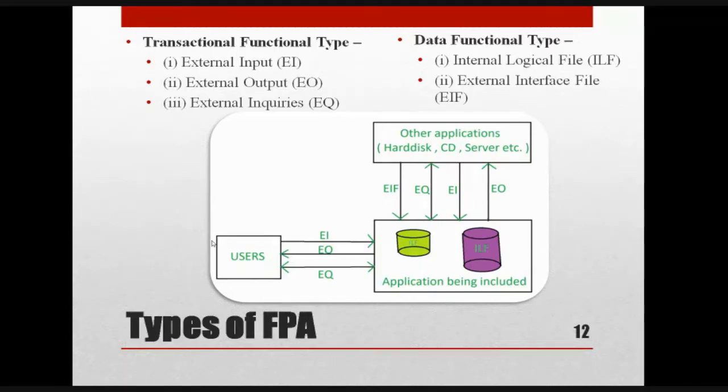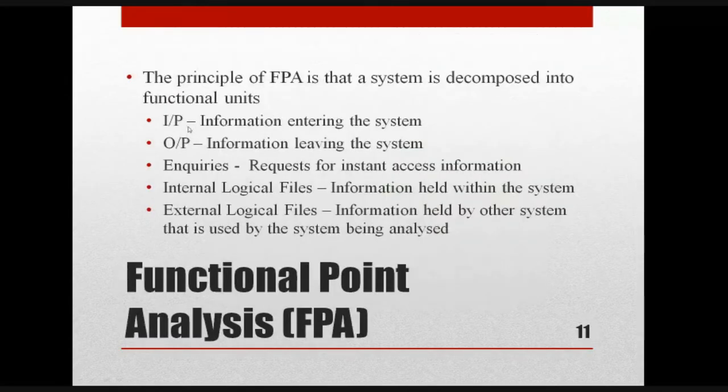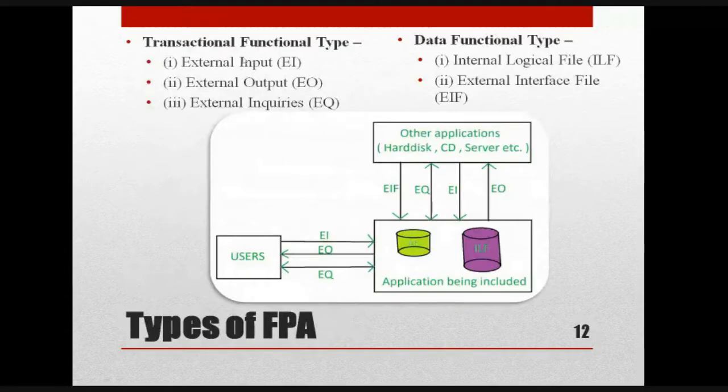It is represented in a diagram now. Please check it out. So the functional point analysis can be divided into 2 types: transactional functional type and data functional type. So what is a transaction? Transaction means you are going to do some data transfer. That is the transactional functional type. So first one is external input. Input I told in the last one, the principle.